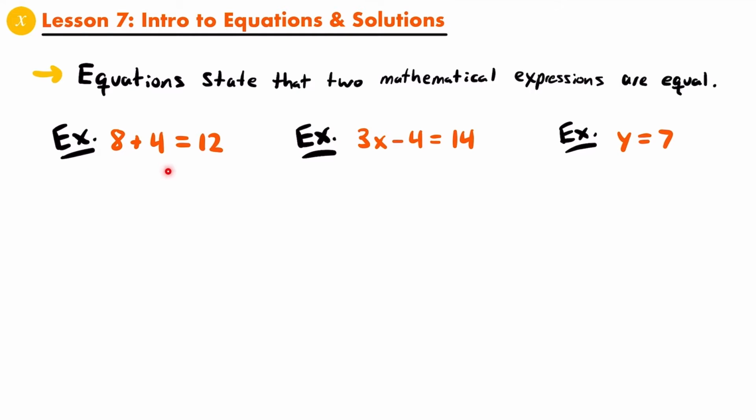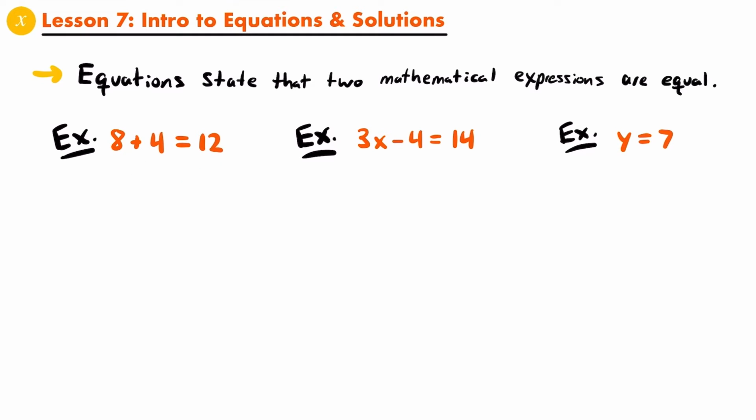Alright, so here I have a couple examples of some equations. This first one here is entirely made up of constants. We have 8 plus 4 is equal to 12, which is stating that if you add 8 and 4, it should be equal to 12, and it is. Alright, we know that 8 plus 4 is 12, okay?